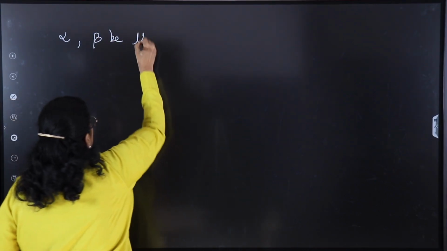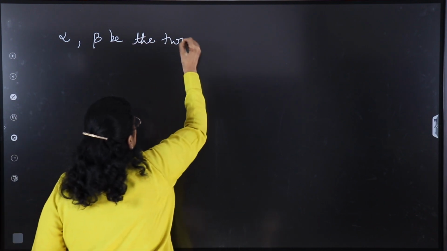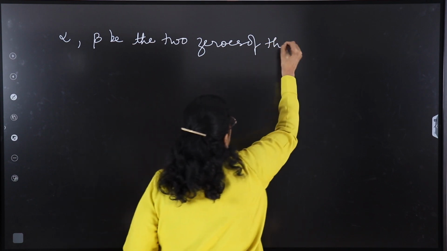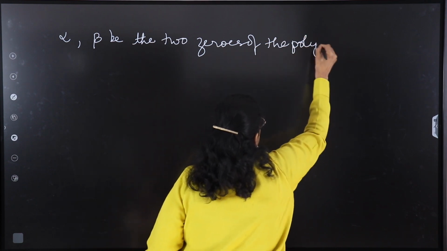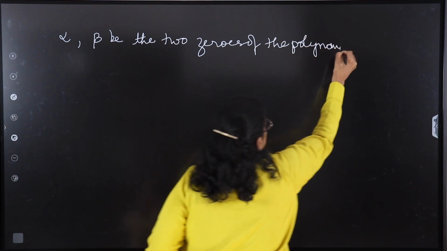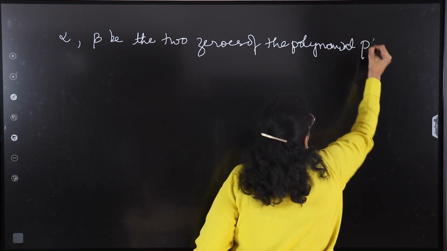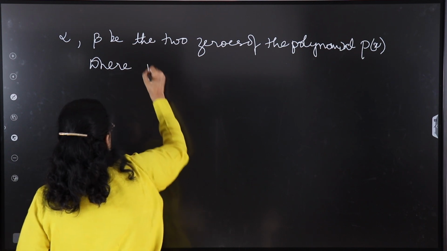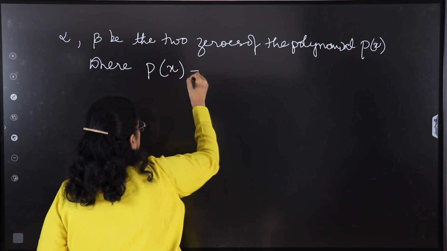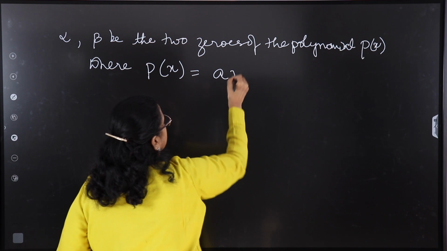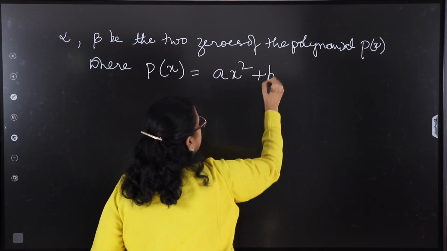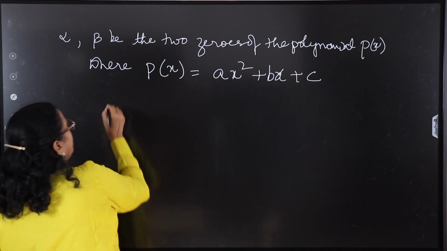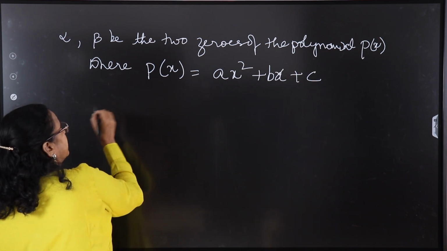So, let alpha and beta be the two zeros of the polynomial P(x), where P(x) is equal to ax square plus bx plus c. All right. So alpha and beta are zeros.